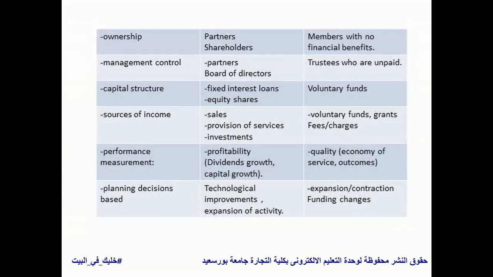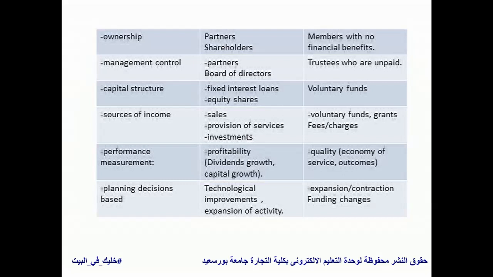Second, the ownership. The owners in the case of commercial organizations are partners and shareholders. They are the owners of commercial organizations. While in the case of NPO or non-for-profit organization, the owners are members with no financial benefit. They get no financial benefits.